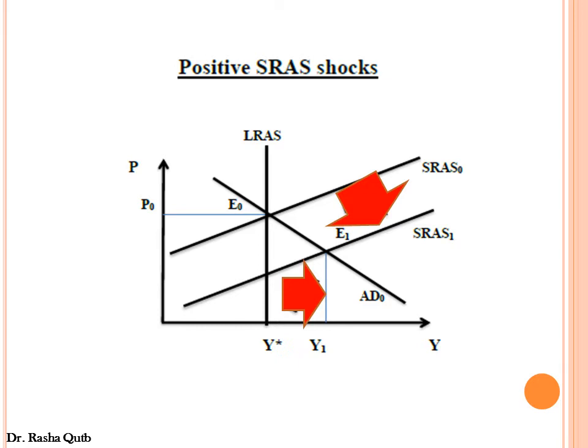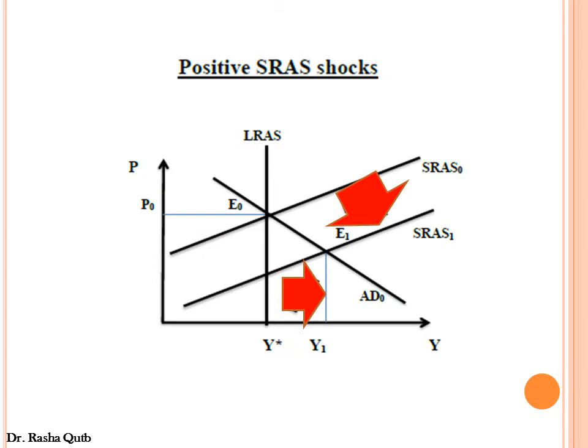Okay? We start with point E naught, the starting point, where the aggregate demand curve intersects with the short-run aggregate supply curve. The economy experiences no gap. We are producing at the potential level of output at Y star.